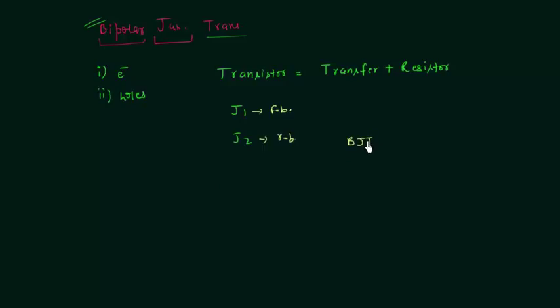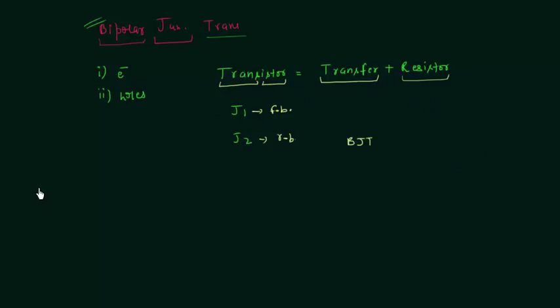Thus BJT transfers a signal from low to high resistance. So there is prefix trans, because BJT is transferring the signal from low to high resistance, and this prefix trans is taken from the word transfer. Transistor falls in the family of resistor, so we have istor, I-S-T-O-R, in the name of the transistor, and we have taken it from the word resistor. So this is how we have this name transistor. I hope it is clear to you.